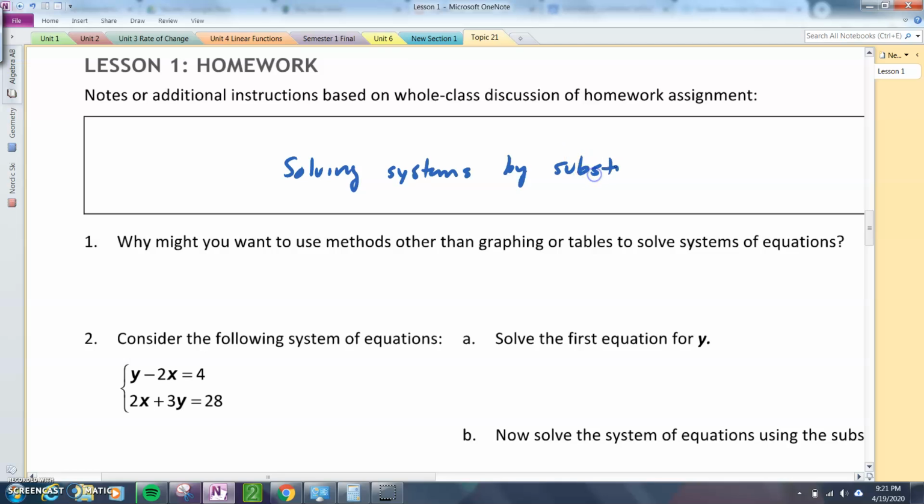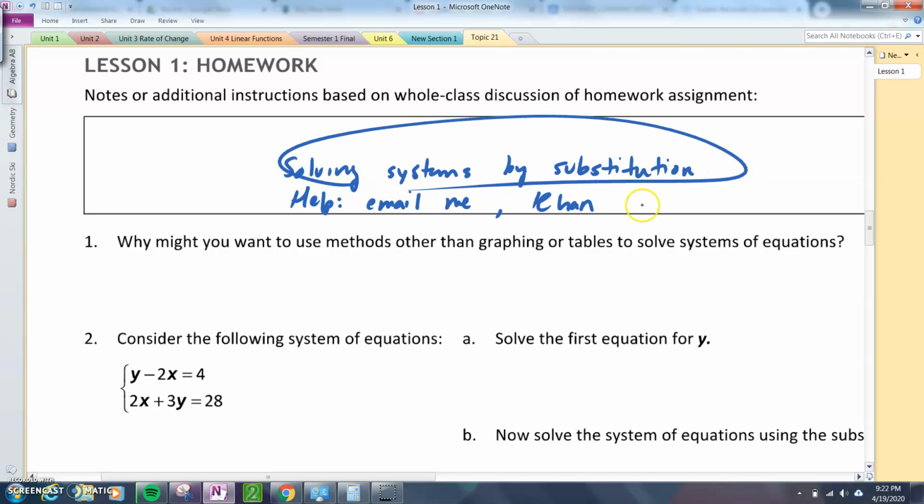Now if you need additional help with this, always email me. So if you need help, you can email me. But research this stuff too. Look at Khan Academy. They have tons of videos, and just type in solving systems by substitution, and there'll be practice examples, there'll be a video to watch.